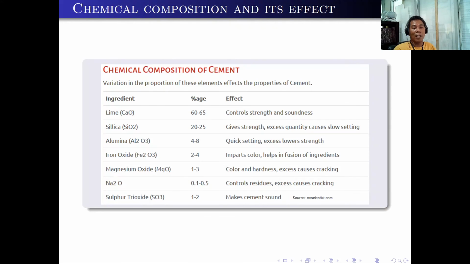Also, another ingredient, the alumina, that is dialuminum oxide. This is around 2 to 4%. This imparts color and helps in fusion of ingredients. Also, we have the magnesium oxide. This is around 1 to 3%. It has color and hardness, but excess causes cracking. Also, we have the sodium oxide. That's around 0.1 to 0.5%. It controls residues and excess of this amount causes cracking. Also, we have the sulfur trioxide. This is around 1 to 2%. Of course, this makes cement sound.